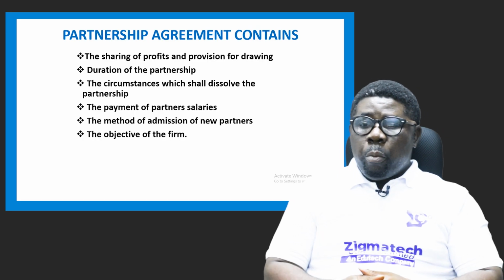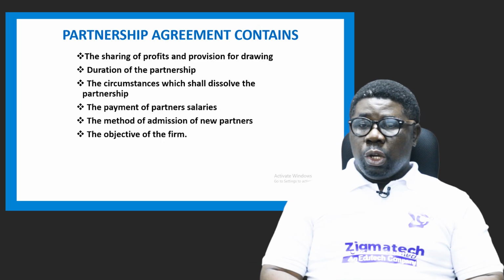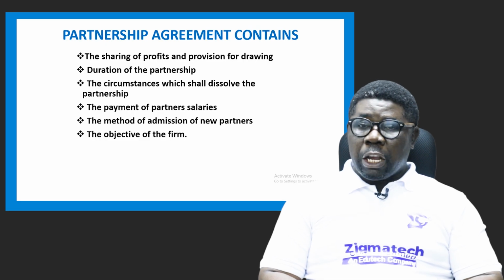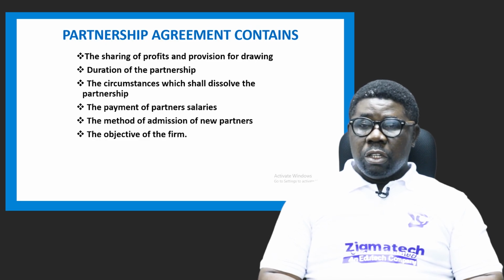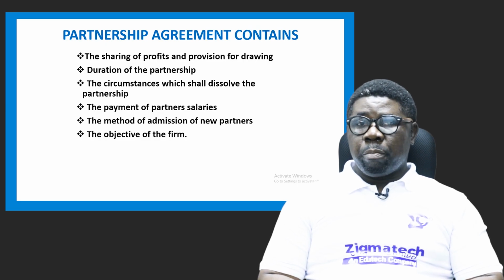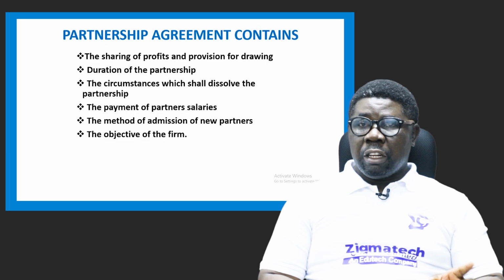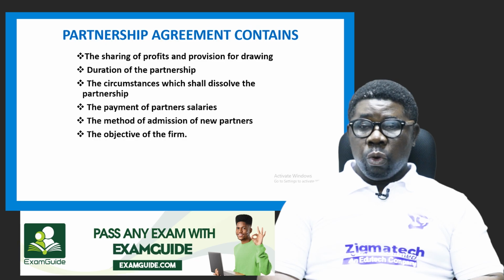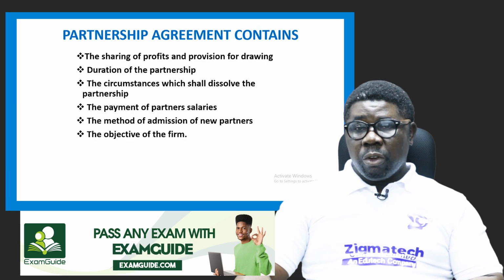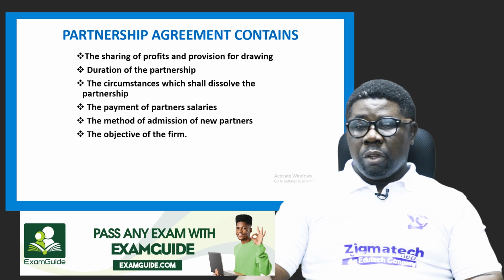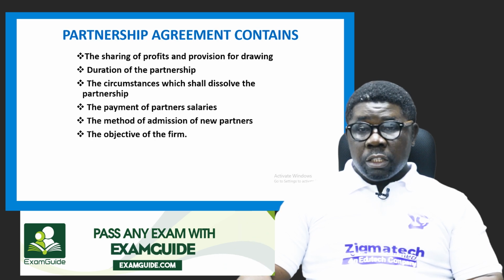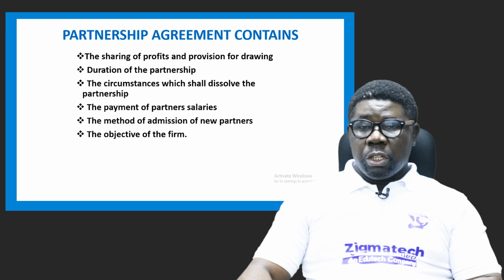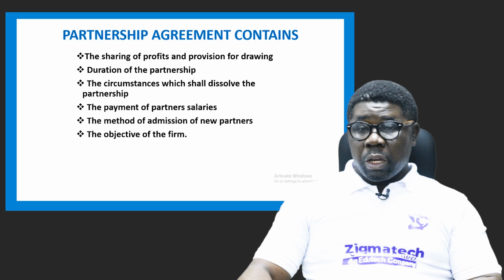Okay, then you have the objective of the firm, what the firm wants to achieve by coming together. All right, is it to increase profit for each person? Is it to expand knowledge? Whatever the purpose is, it will be stated there as an objective. So you will know that, okay, this is what the company is aiming to achieve. So yes, these are the contents of the partnership deed. I think there'll be more things, but these are the ones we can teach you right now.